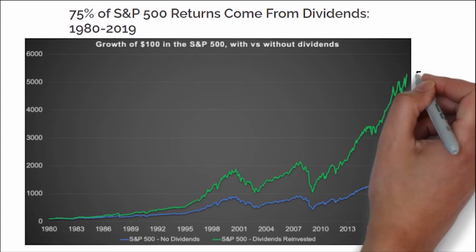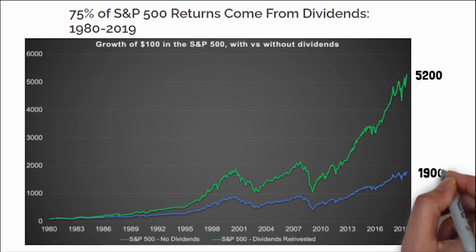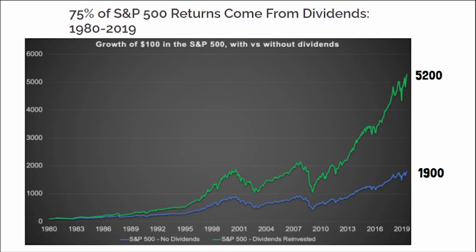$100 became $5,200, while the blue line is the pure growth of the index without dividends and dividend reinvestments. From an investment of only $100, it became only $1,900. The difference is drastic and is most visible when viewed from a long-term perspective.